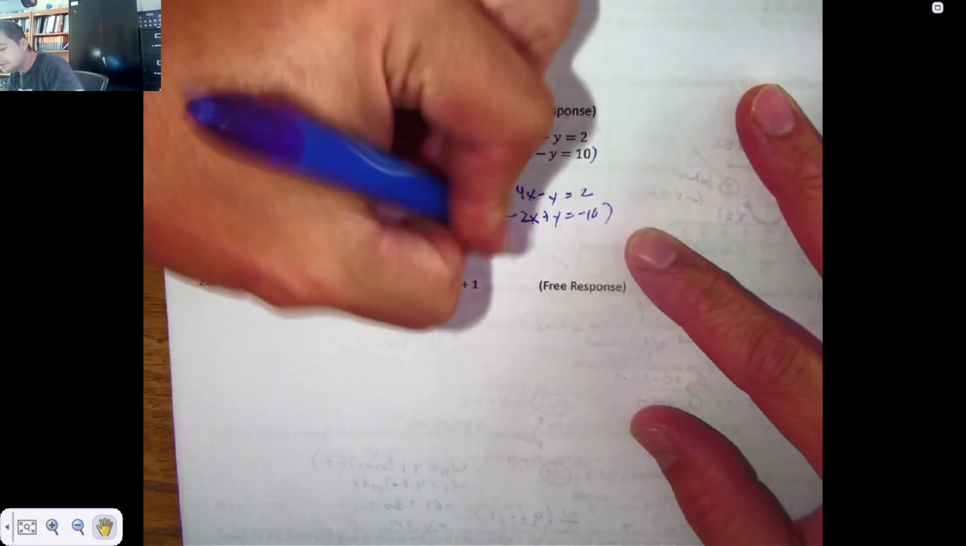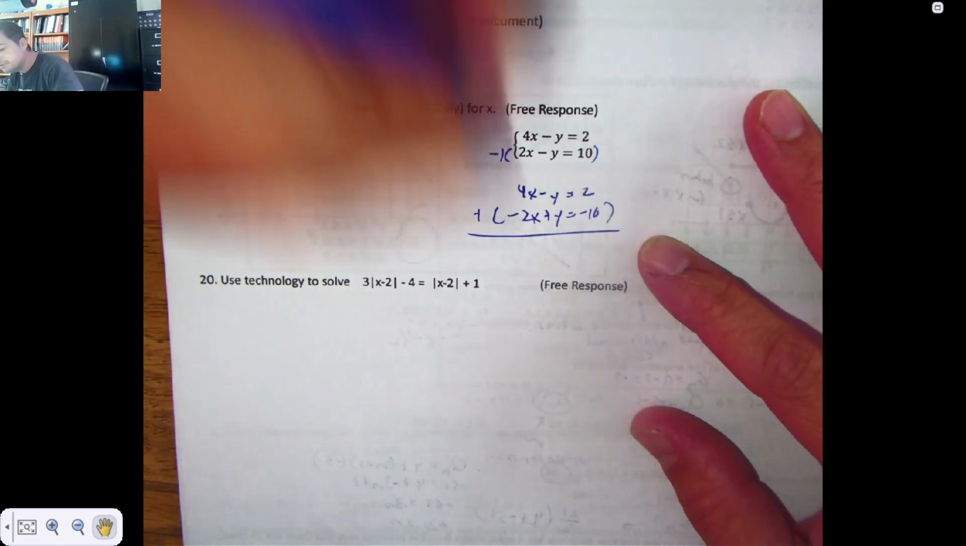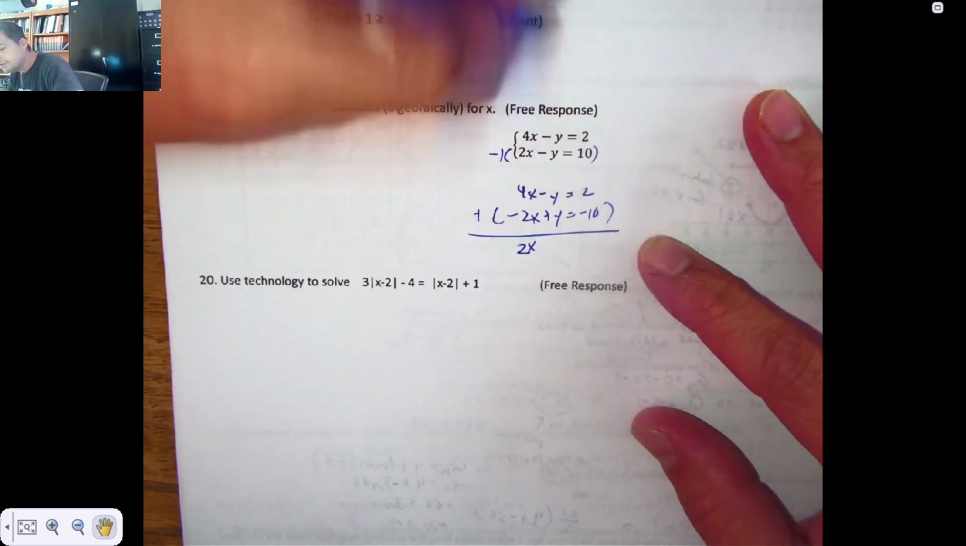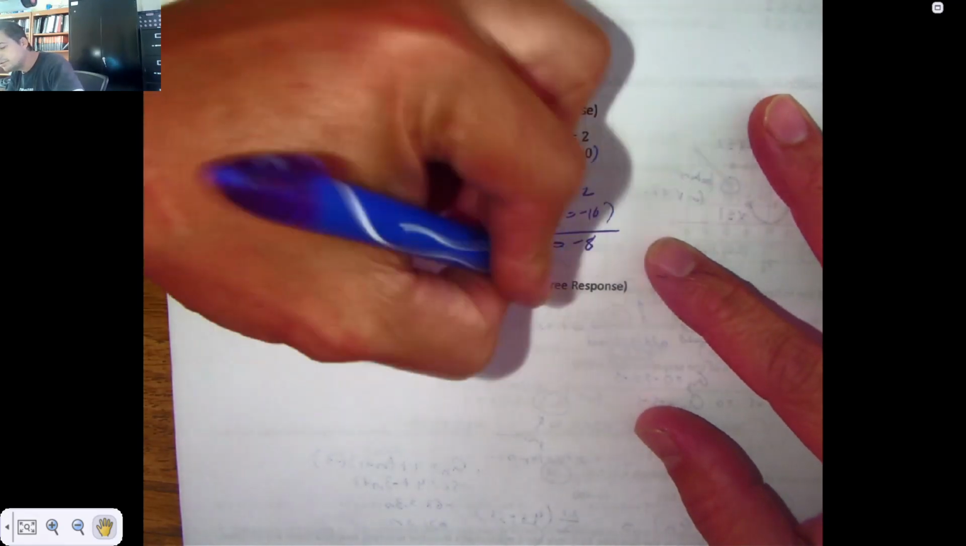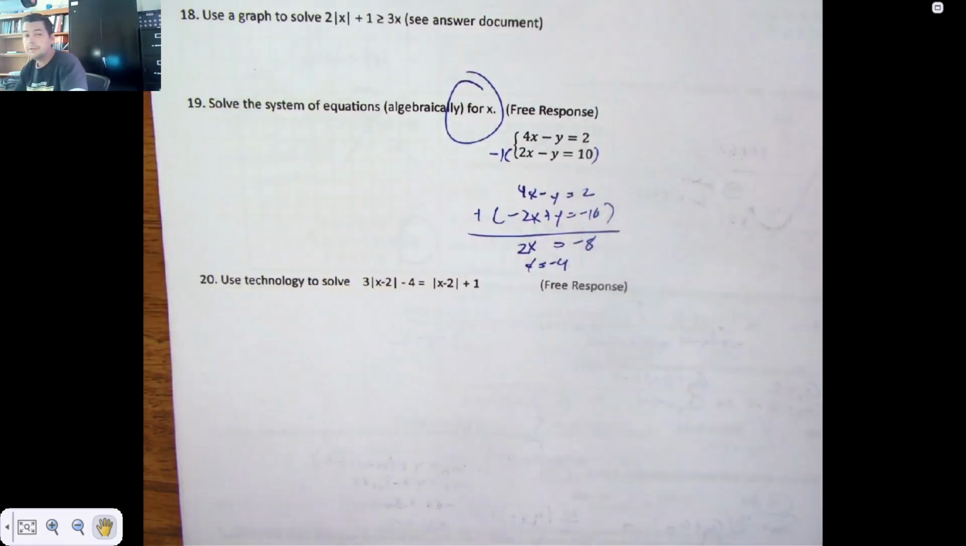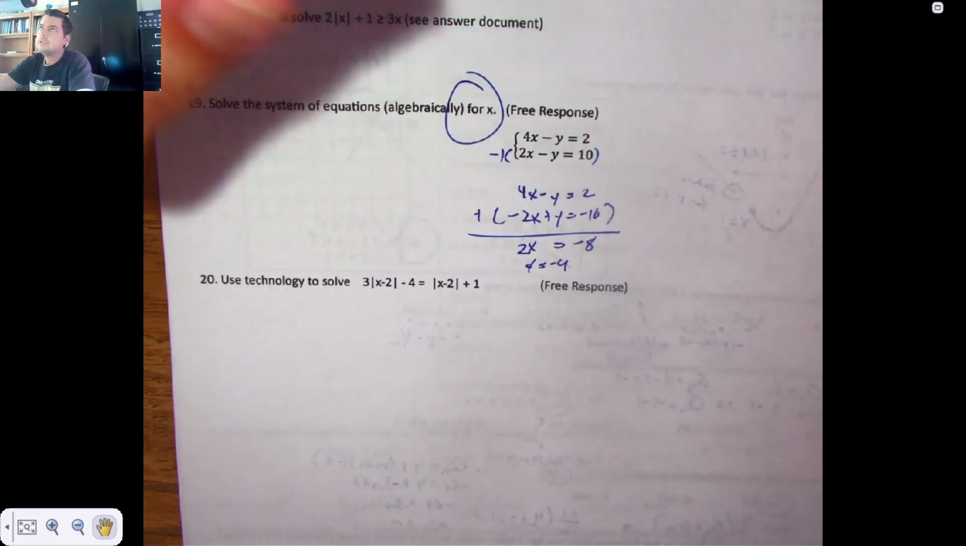The reason I did this is because now I can just add down. I'll have 2 x's. The y's disappear, negative 8. And I wanted only x. 2x is negative 8, x is negative 4. See how long that took? Not long at all. Number 20.